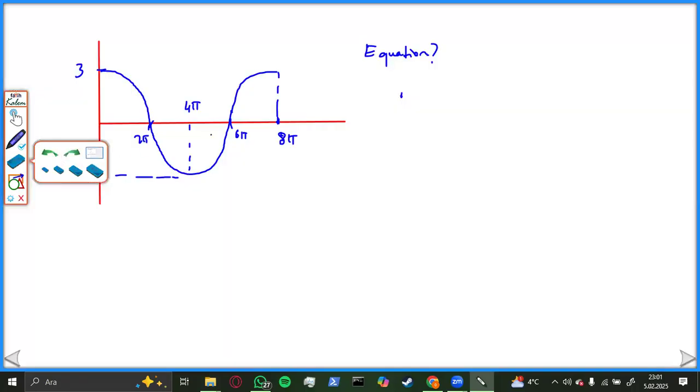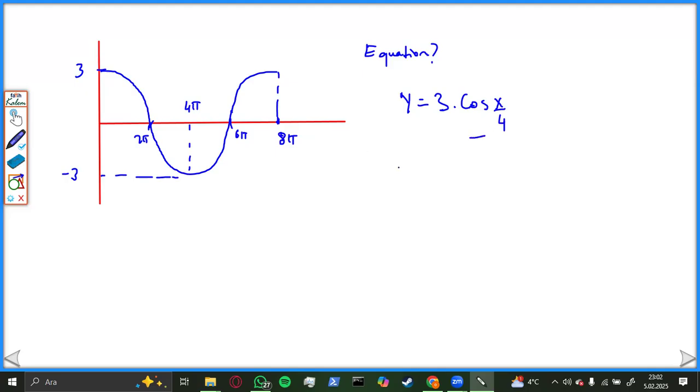Y is equal to 3 cos 1 by 8 x. Okay, y is 3 times sine x or cosine x? Cosine. Okay, cosine x. Cosine 1 by 8 x. 1 over 4. 1 over 8. Sorry? 1 over 8. Yes.